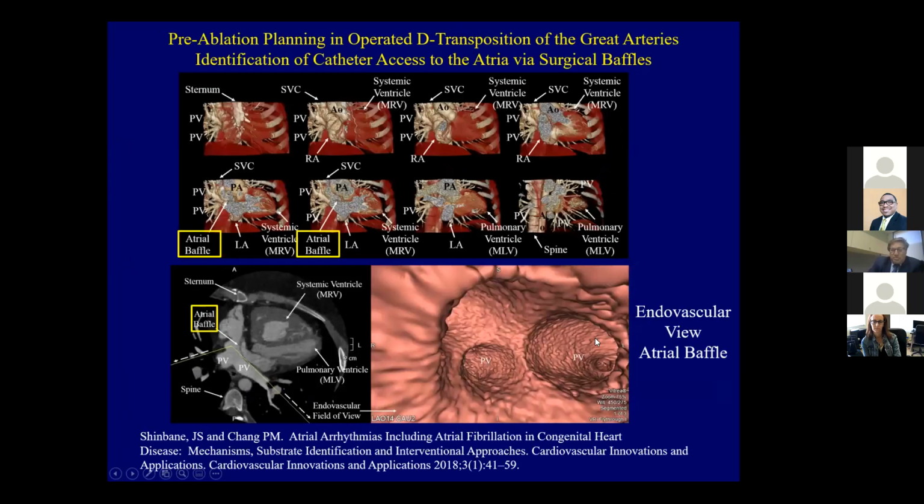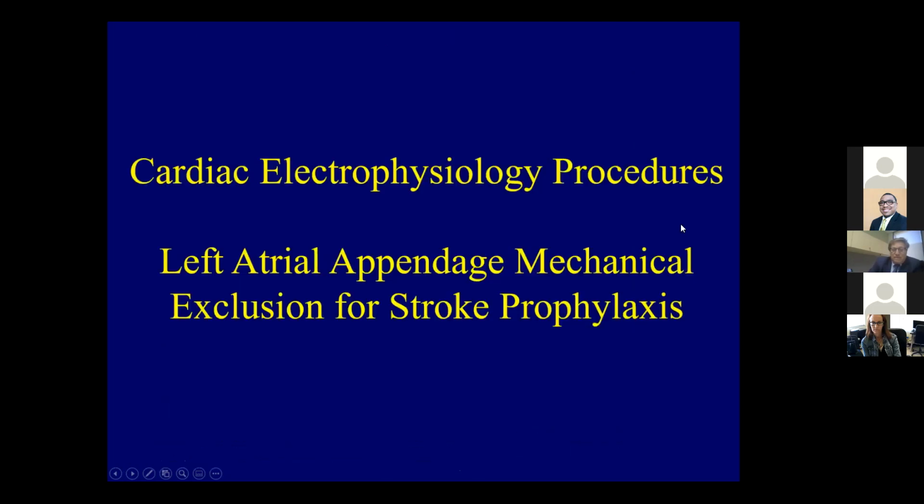Just another example of complex congenital heart disease, and we don't have enough time to do it, but they had to cross a baffle that was created. Again, very complex anatomy to get to the atrium to do an ablation. And again, this non-invasively allowed them to know exactly how to navigate this atrial baffle.